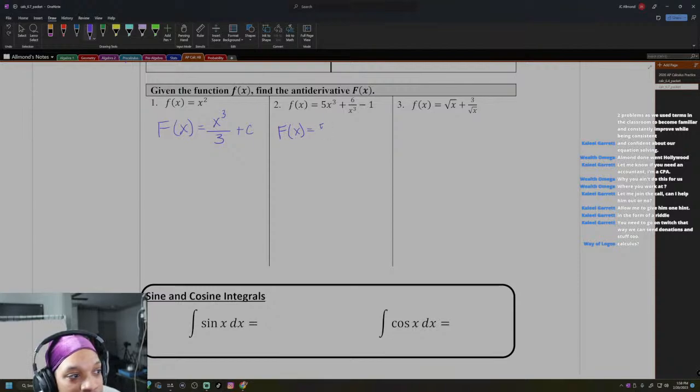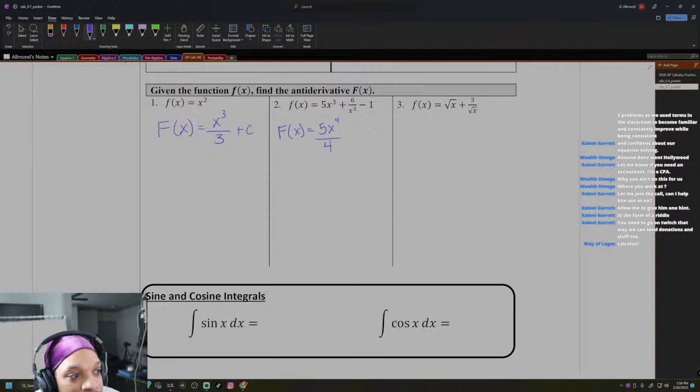So we're going to keep the 5, but we're going to raise the third to the 4th, and then go over 4. When you bring the 4 down from the exponent, it cancels out with the 4 on bottom. And then the 5 stays there. So you got 5x cubed.